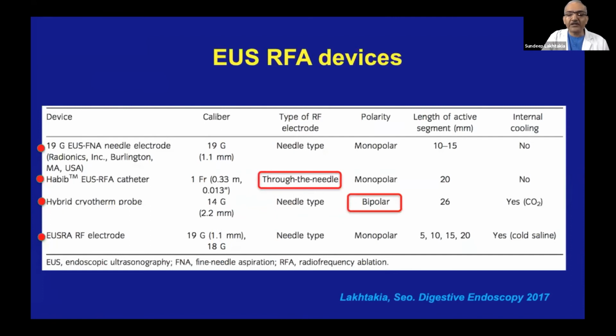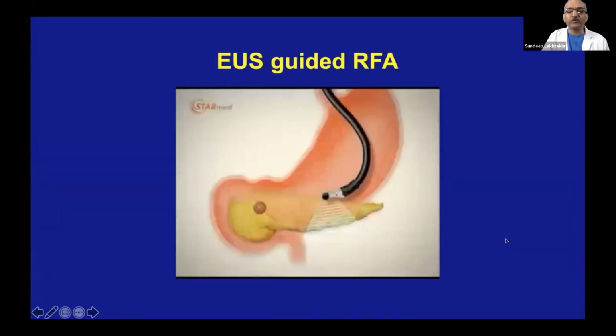Bipolar is the hybrid thumb from ERBE, and two of them, that is the hybrid thumb probe and the RFA from STARmed from Korea, have the internal cooling mechanism, although the cooling mechanism is a little different. Carbon dioxide is used for ERBE and cold saline for RFA from STARmed.